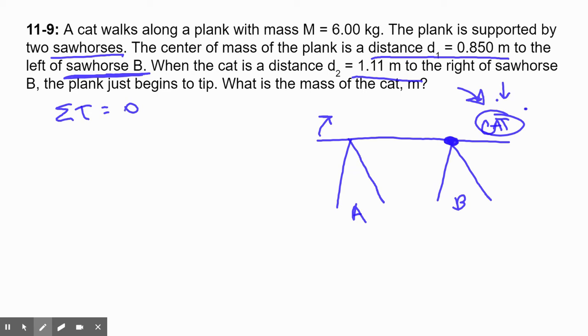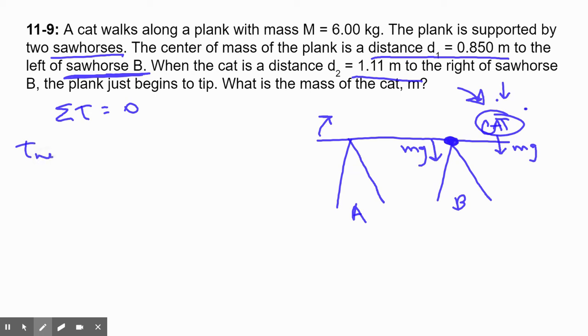Well, let's think about what's going on. We have a couple of things happening. The obvious one is that we have this cat whose weight is causing torque on the plank. We also have the mass of the actual plank, which will be causing torque. I'm just going to draw it here so that you can see that we're talking about the mass of the plank. So we have the mass of the cat and we have the mass of the plank. Those are both affecting our torque.